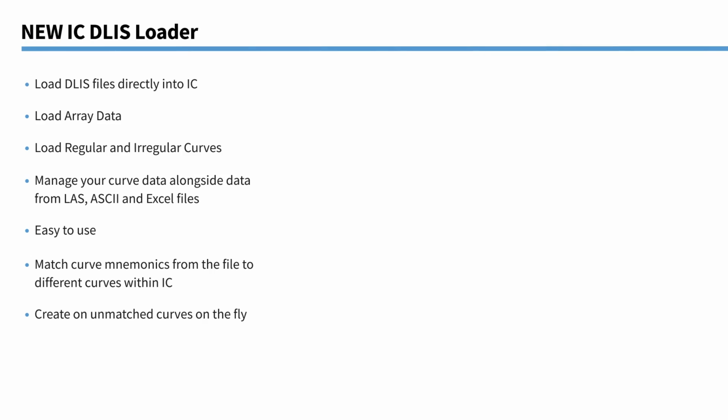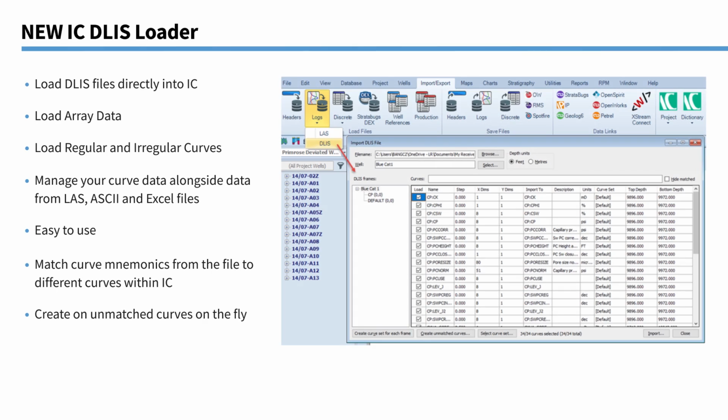The second new feature within IC 2019 that I wanted to speak to you about today is the IC DLIS Loader. Previous versions of IC haven't been able to take files from DLIS, array data, etc. But within IC 2019, that's changed. So IC is now capable of storing, managing, and displaying array data. And as part of that project, we built an IC DLIS loader so that users can independently and directly load data into IC. So this enables people to load both regular and irregular curves.